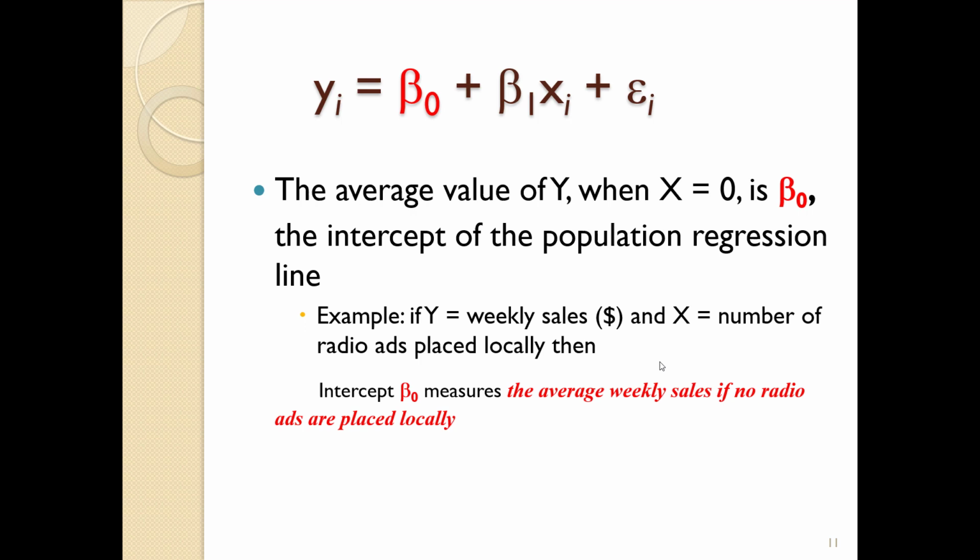So, for instance, we have y is weekly sales, x is the number of radio ads placed locally. Then, if we place no radio ads, x is equal to 0. If x is equal to 0, beta 1 times x is equal to 0 as well. Okay? So we place no radio ads, then y becomes beta 0, and that beta 0 is the average weekly sales if no radio ads are placed. So for us, from a business perspective, it often has practical interpretive meaning, the intercept does, but not always. Sometimes it's nonsensical.